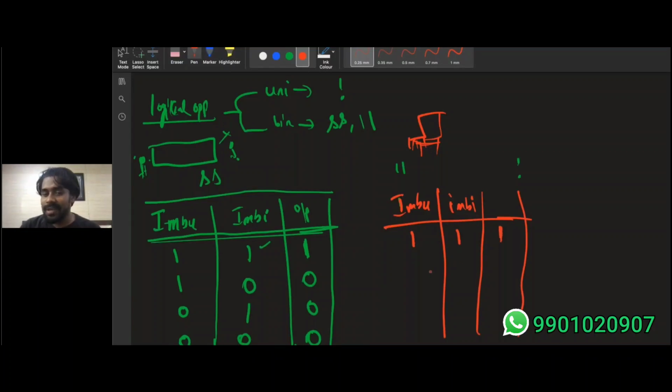Here, Imbu is there and Imbi is not there. Can Imbu alone lift the chair? Yes, he alone can lift the chair. That's OR. Now Imbu is not there and Imbi is there. Can she alone lift the chair? Yes, she can also lift the chair alone. Now both are not there. Can the chair lift itself, guys? It cannot. The answer will be 0. So here, if any one of the conditions is true, the output will be true itself. That is what you need to know.